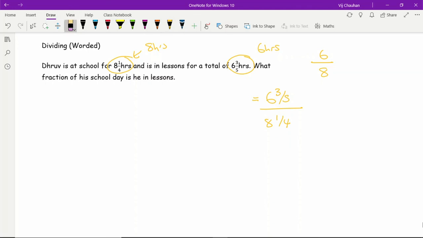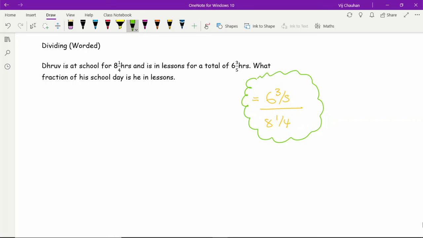First things first, I'll just get rid of this so we're not getting confused. This is the question that I need to work out, and I need to make sure that I'm writing it as a fraction. Looking at this now, you can also see, just using your common sense, that the numerator is clearly smaller than the denominator.